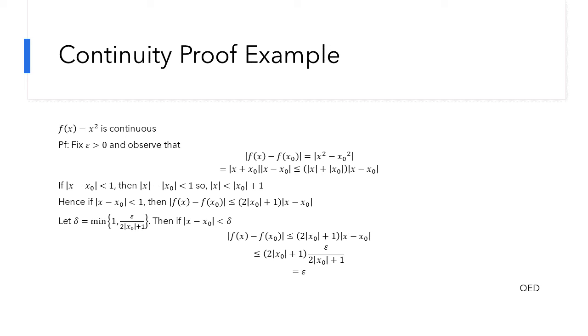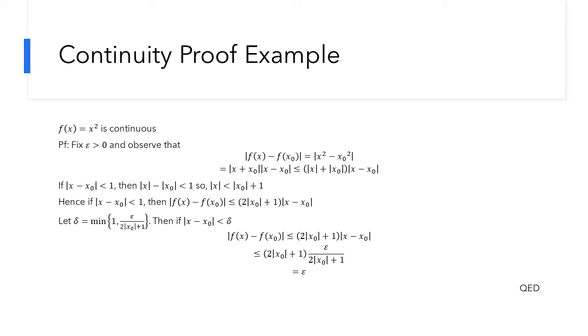If the absolute value of x − x naught is less than 1, then the absolute value of x minus the absolute value of x naught is less than 1. So the absolute value of x is less than the absolute value of x naught plus 1. Hence, if the absolute value of x − x naught is less than 1, then the absolute value of f of x − f of x naught must be less than or equal to 2 times the absolute value of x naught plus 1 times the absolute value of x − x naught.